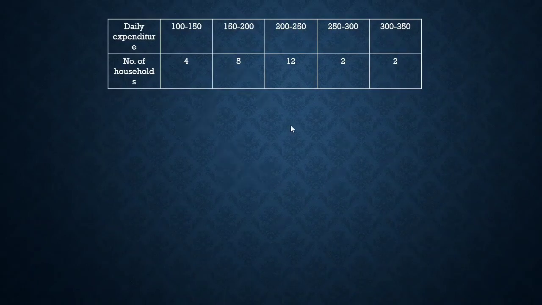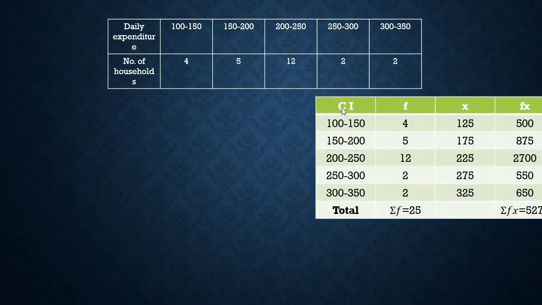So our job is to find the mean or average expenditure each of these households spends on food. So we have our table, class intervals and frequencies have been written. So the sum of the frequencies: 4 plus 5 is 9, 9 plus 12 is 21, 21 plus 4 is 25. So summation of f is 25. The class marks: add the limits, divide by 2. 100 plus 150, 250 by 2, which is 125. 150 plus 200, 350 divided by 2 is 175, and so on. We have calculated all the class marks.